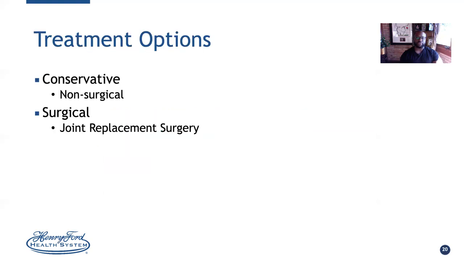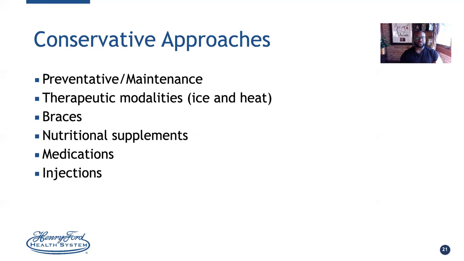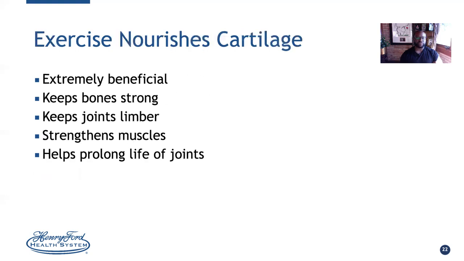Treatment options for joint pain and arthritis. So from a conservative standpoint, we'll talk about non-surgical options and then joint replacement itself. Conservative approaches to treatment are preventative maintenance, making sure you keep a nice supple joint, stretching, strengthening, those type of things. Ice and heat, braces, nutritional supplements, medications, and injections.